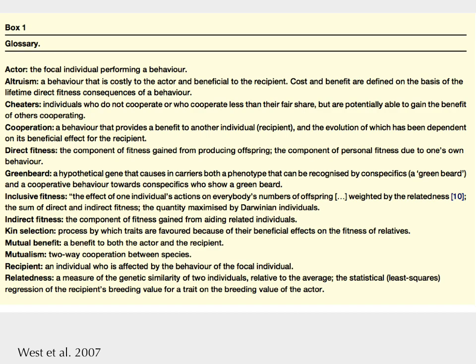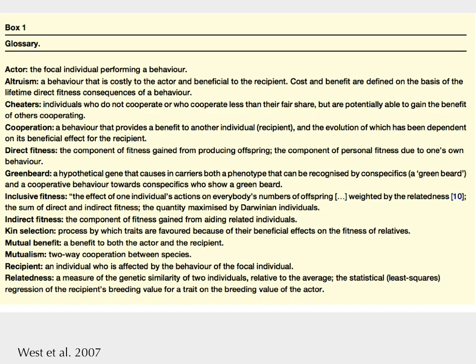Cheaters: individuals who don't contribute their fair share. So if we're all out hunting a mastodon, and I sit back and say, go guys, and you guys get squashed and injured, and then we all eat the meat together, I'm a cheater. Cooperation: something that benefits the recipient. Direct fitness: what you usually think about when we talk about fitness, how many offspring you have, and whether they survive.